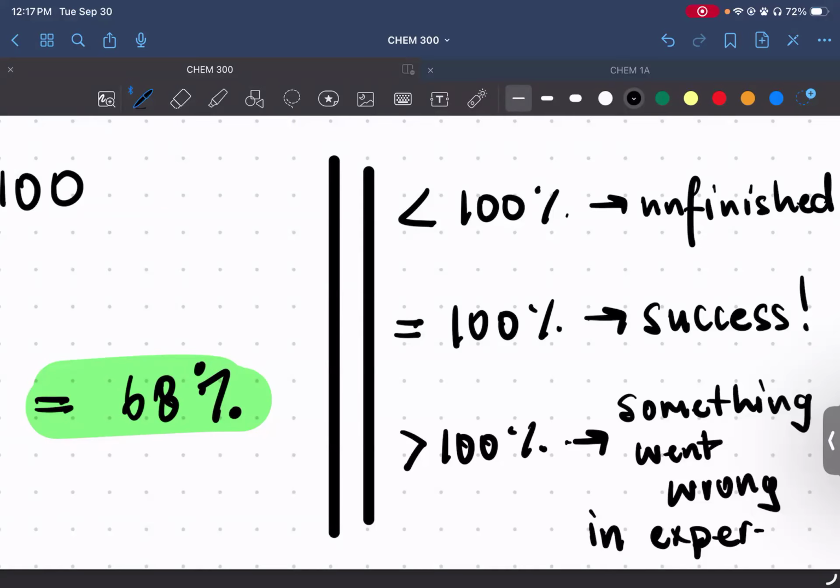Less than 100 means probably needed a little bit more time. Maybe some more of each product, of each chemical. A perfect 100 means great. That's what we want. That's a successful reaction. Over 100 simply means something went wrong. No big deal. It's just a reflection of the experiment.